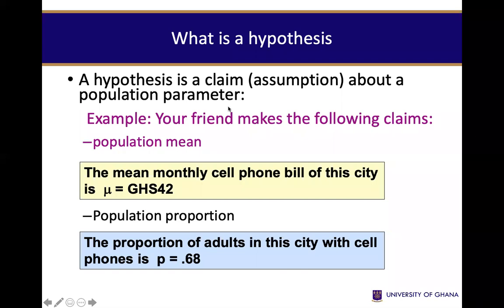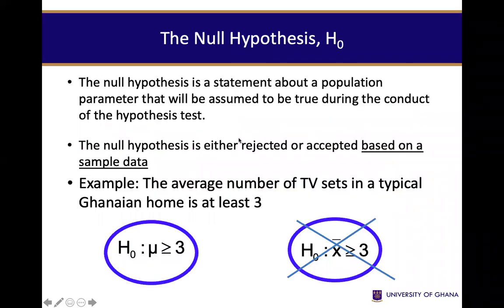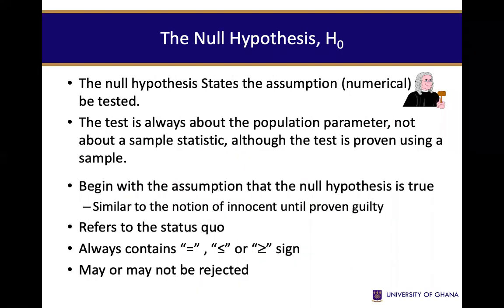And we also make a claim about the population proportion. The proportion of adults in this city with cell phones is 0.68, or about 68% of adults in the city with cell phones. So these are all claims that are made about the population parameter. And as I said, we can't make a claim about a sample statistic. We make the claims about the population parameter.